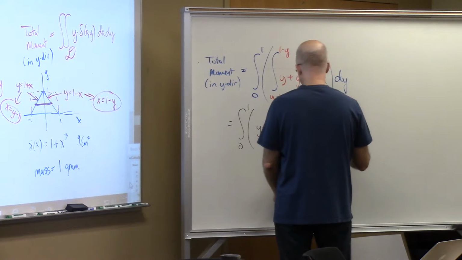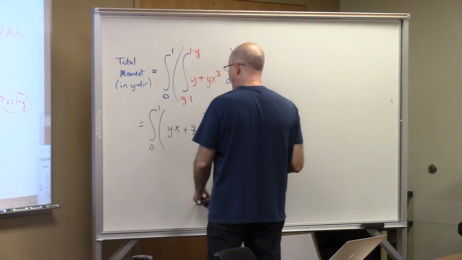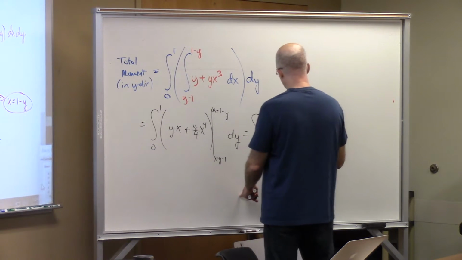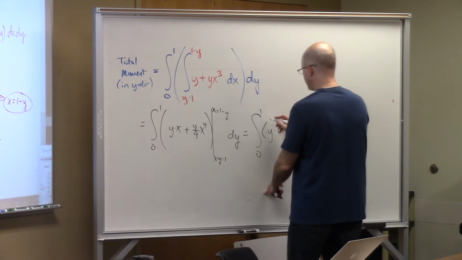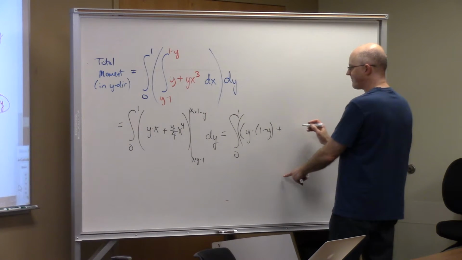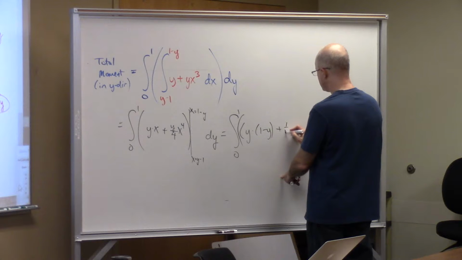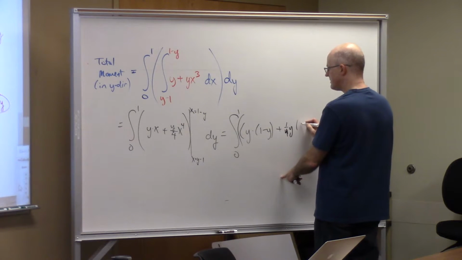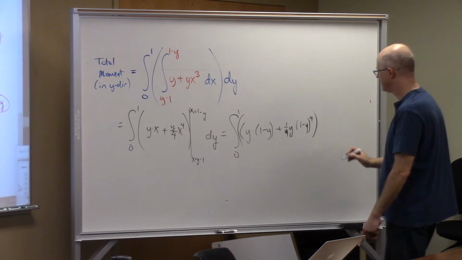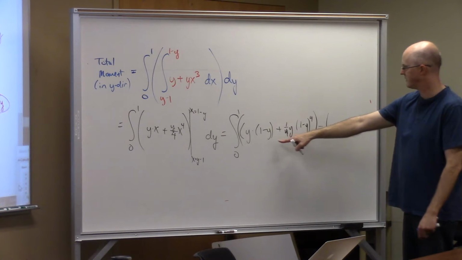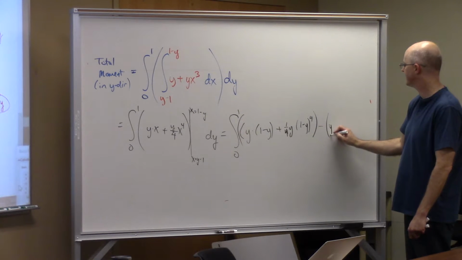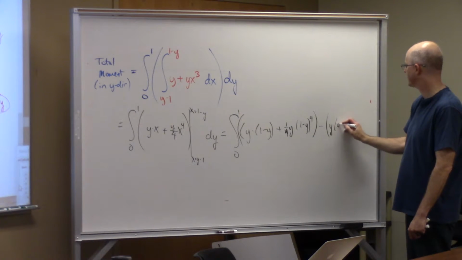It's a bit of a mess, though we do get some cancellation, it turns out. Extra sets of parentheses here, I think. That's what you get when you replace x with 1 minus y. Now replace it with y minus 1.